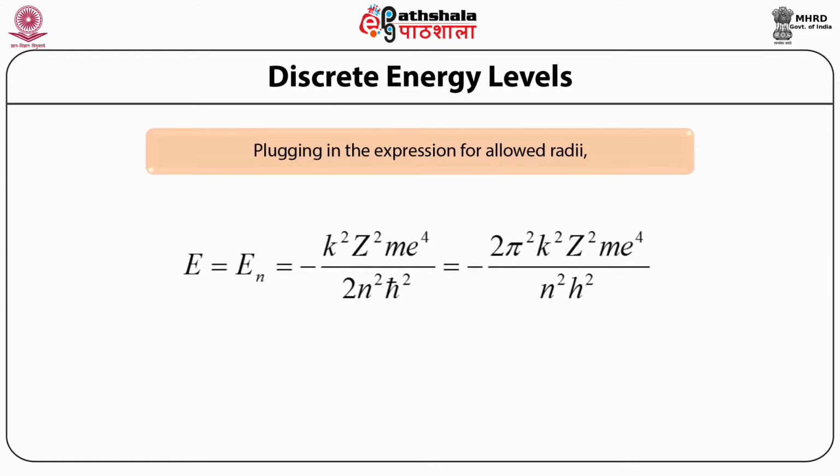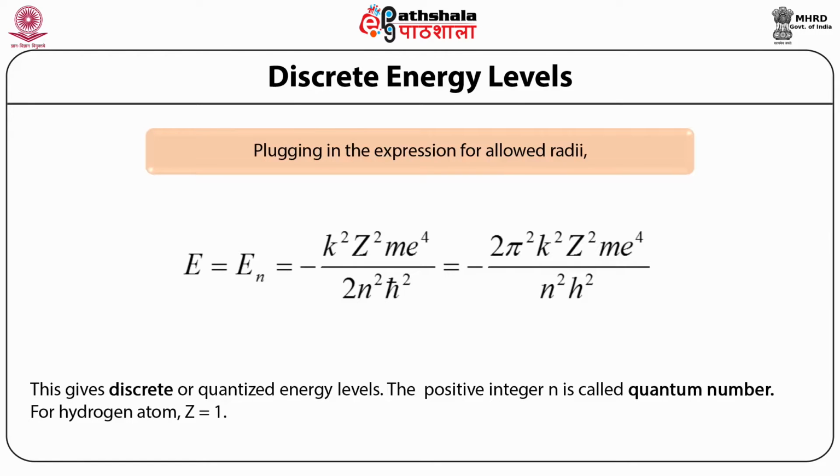And we have already seen that the radius is quantized. That is, there can only be fixed radii in the hydrogen atom. So if we plug the expression for the allowed radii into the expression for the energy, then we find that the energy levels become quantized. As you can see on the screen, the energy level is inversely proportional to n squared, where n is an integer. These are positive integers, 1, 2, 3, 4. This positive integer n is called a quantum number.